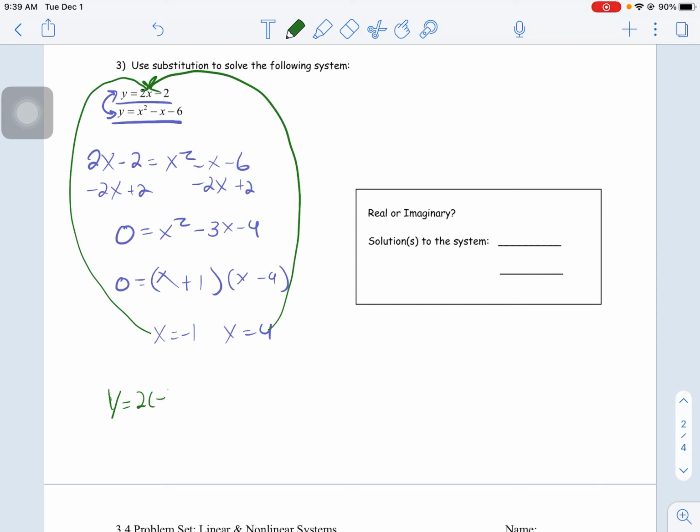So we're going y is equal to 2 times negative 1 minus 2. So that's y is equal to negative 2 minus 2, so y is equal to negative 4. And then in the other case, we have y is equal to 2 times 4 minus 2, so y is equal to 8 minus 2, so y is equal to 6. So then our two solutions for this, they are real, okay, because we actually found numbers instead of imaginary numbers through the quadratic formula. And then the solutions would be negative 1 comma negative 4 and 4 comma 6. All right, so those would be our solutions.